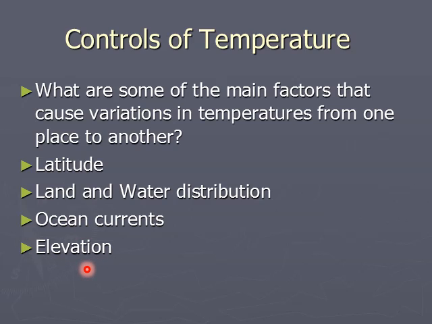And the last thing is elevation. The higher you go up in altitude, the colder the air gets. So this is the lapse rate in the atmosphere. If you go up higher in the atmosphere and troposphere, the temperature goes down.